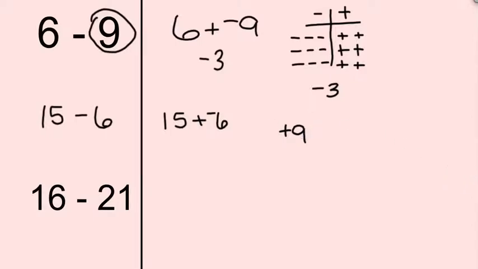How about 16 minus 21? I'm just going to stick with the tick-tock. Now what I have is an addition problem, just like yesterday: 16 plus a negative 21. I'm going to have more negatives because 21 has a higher absolute value, so I take its sign. And then I just subtract the two. 21 minus 16 is 5. So my answer would be negative 5.